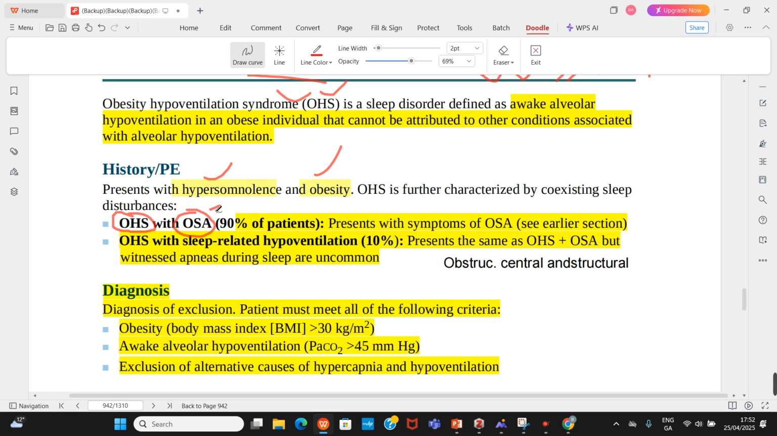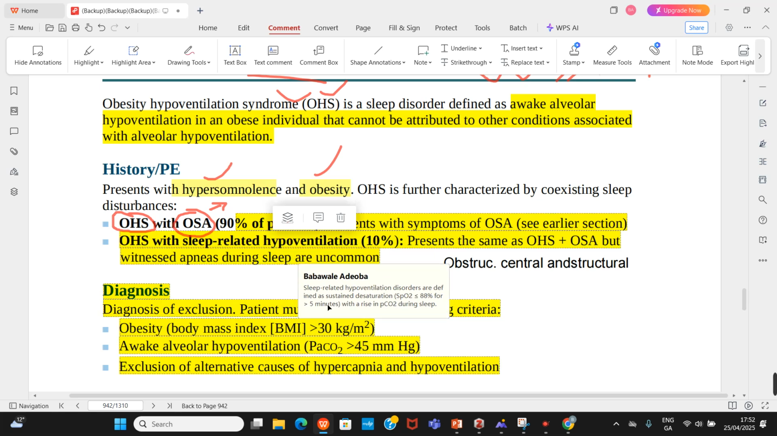And for anybody with this kind of situation, the management differs. While the other 10% are going to have sleep-related hypoventilation, and I have a definition for that. This is defined as somebody that has desaturation, which is SpO2 less than 88% for 5 minutes, with a rise in PCO2 during sleep. That's what you call sleep-related hypoventilation. Don't forget, the mainstay to make a diagnosis of hypoventilation, what parameter are we looking at? We look at PaCO2. We should not forget. How you can know that somebody is hypoventilating is to look at your PaCO2. So it's going to be increased, and the saturation of oxygen too is going to drop.